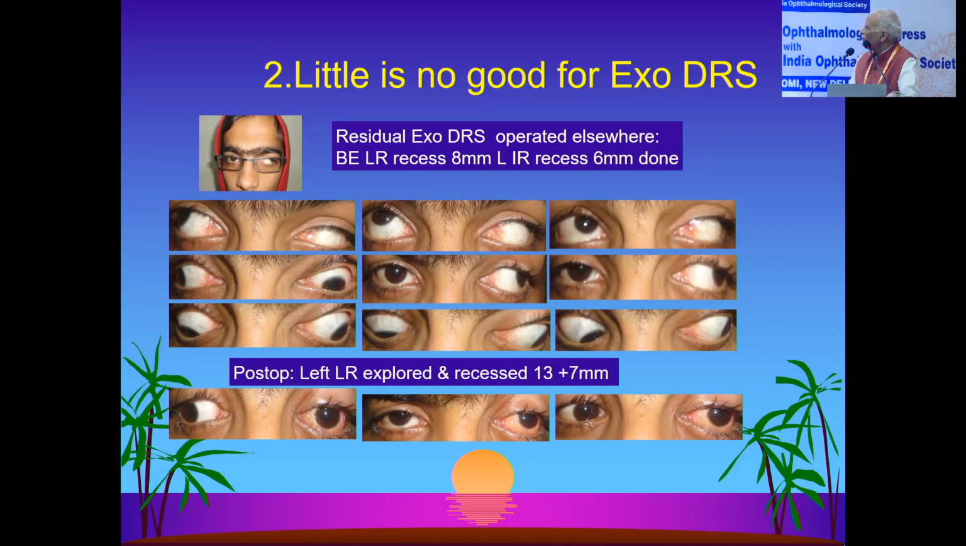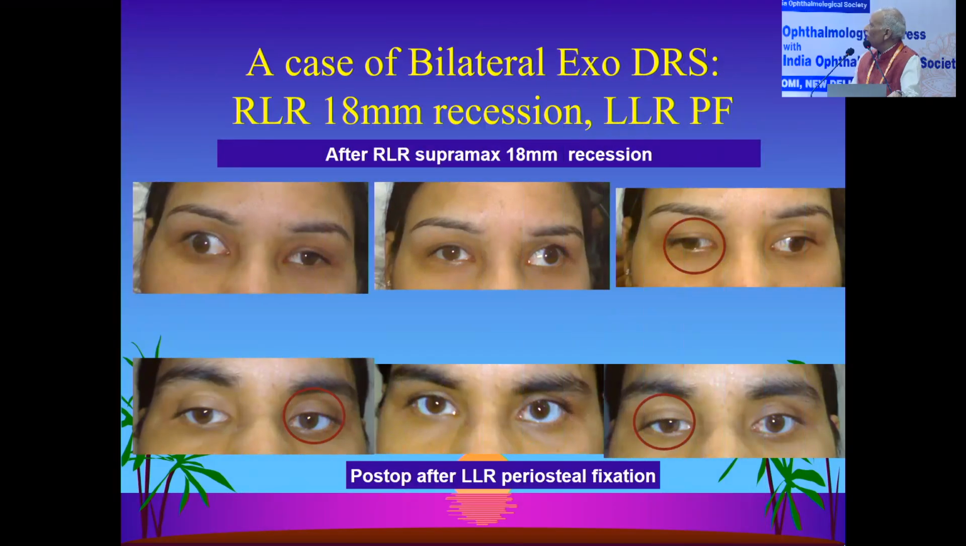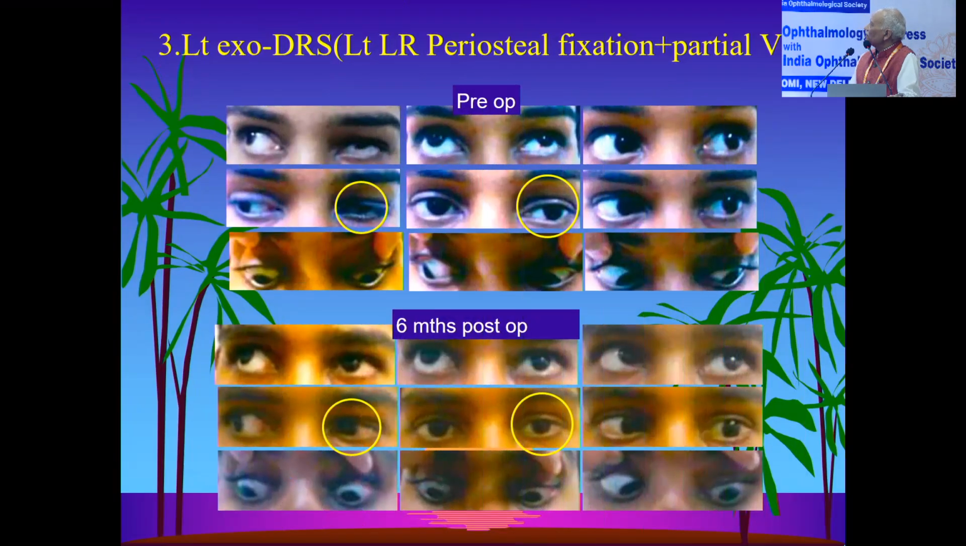I think this is again one point which Jampolsky talks about, that you may have to do for each prism 1 millimeter of LR recession. So you have to be very careful in how much recession you do, and sometimes we have to do a periosteal fixation of LR along with the partial VRT to improve the abduction.